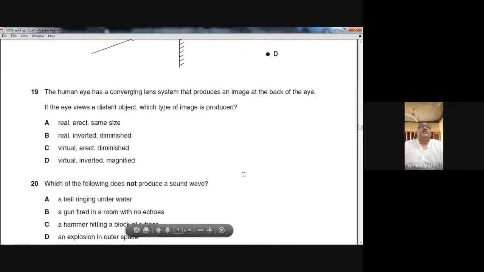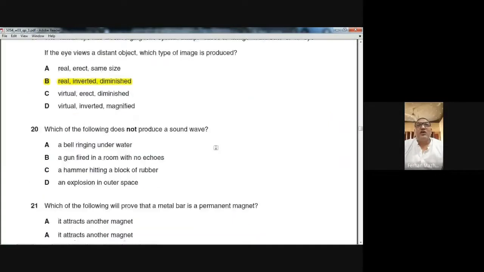Question number 19, the human eye has a converging lens system that produces an image at the back of the eye. If the eye views a distant object, which type of image is produced? You know, the human eye has a converging lens and the image is produced on the retina. The image produced is real. The image produced is inverted. The image produced is diminished. The image produced in the eye is real, inverted, and diminished. So clearly B is the right option. Question number 19, B is the right option.